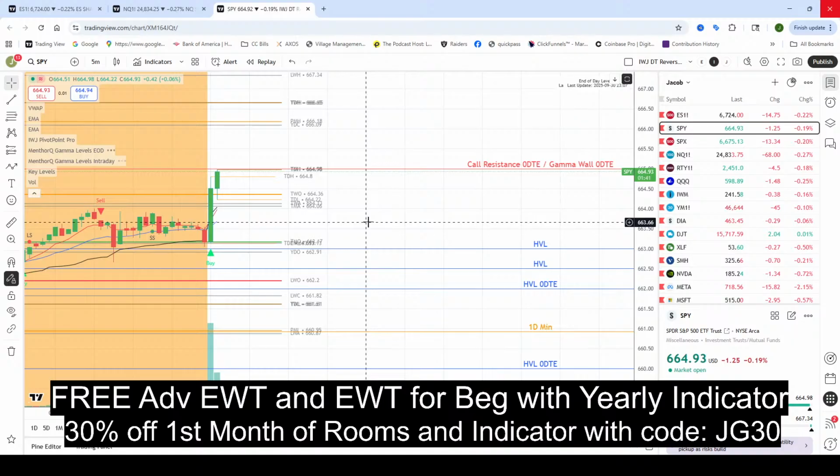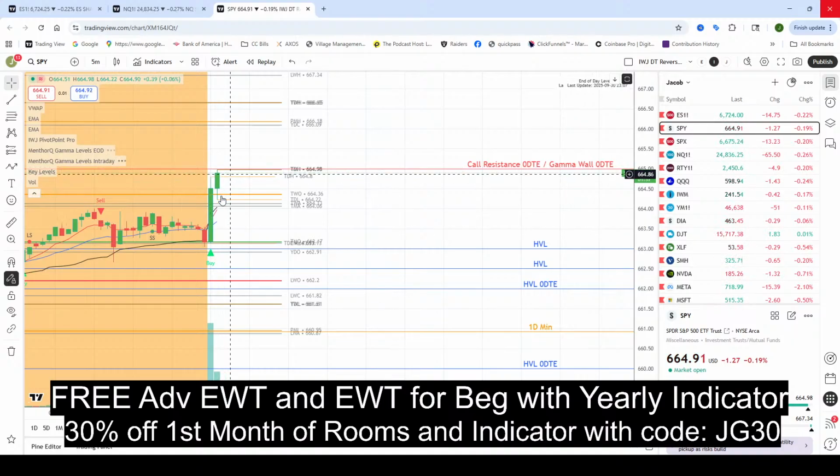So they're coming up on that 665 area. This will be a key area. We'll see if they can push through it and reject, or not push through it and reject directly off of it, or just push through it and go. They certainly can do that as well.